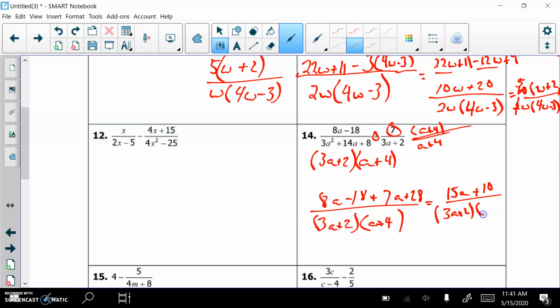I was just looking ahead to see what was going to happen. a plus 4. This numerator factors off of 5, leaving you with 3a plus 2. Those cancel. I got 5 over a plus 4.